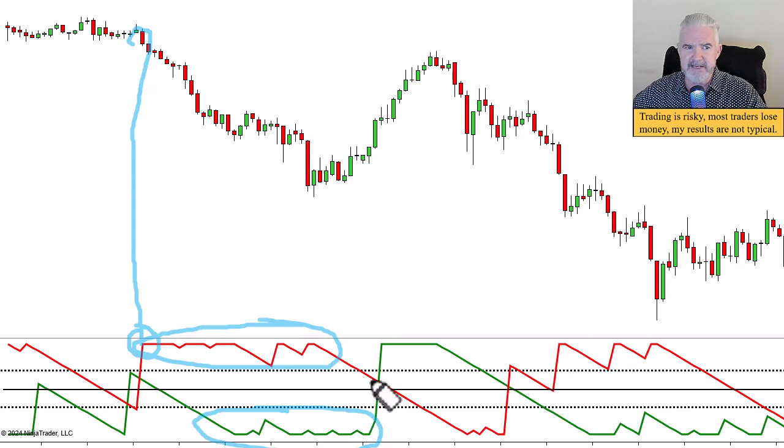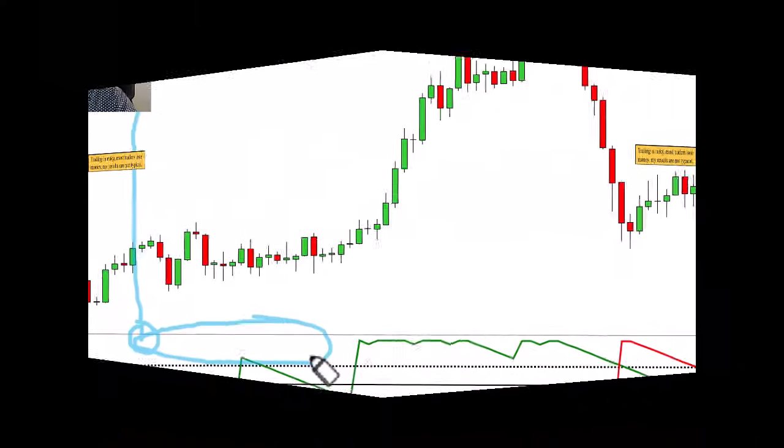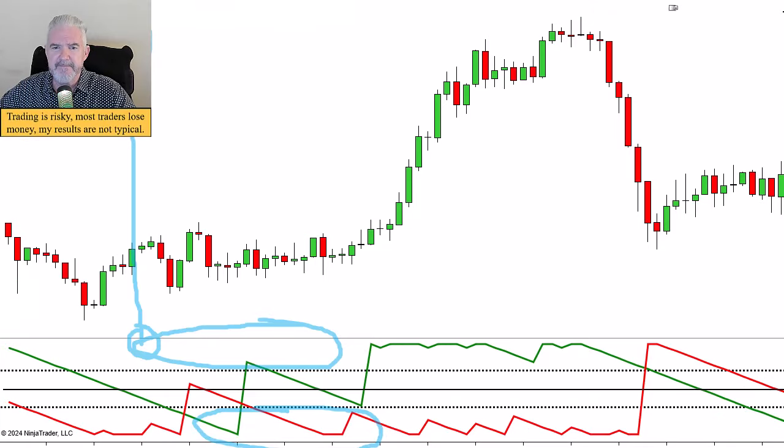So that's the basis of it. I'm going to show you a couple of other examples here, and I'm going to show you some secret tips that others have at least never shown me, that I've never seen. So now we see the green line hit the top.